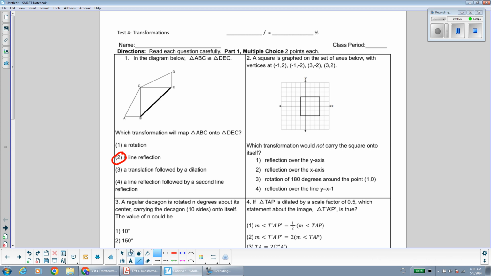And really quickly, just to make this as accurate as possible, I'm just going to construct the perpendicular bisector in order to get the line of reflection. No, you did not have to do this on the test in order to answer the question. You could have just drawn a perpendicular line in order to see visually the line of reflection.